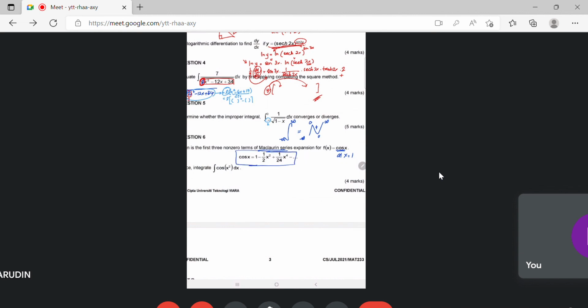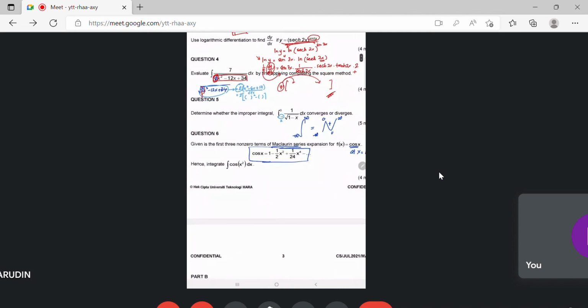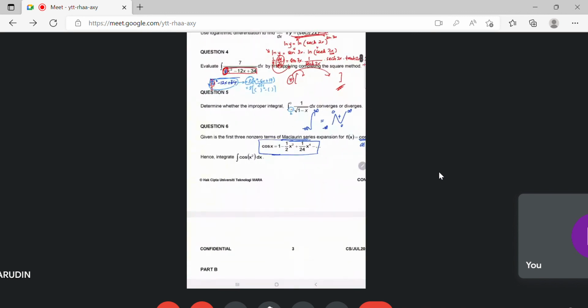Ini memang kita panggil the special Maclaurin, sebab kalau cos x, as we know, kita ada cos x, sin x, exponent kot, if I'm not mistaken, dia termasuk bawah specific. Okay, special. Kalau dia bagi macam ni, dia nak integrate. Okay, ni markah berapa ni? 4 markah je, simple, senang gila.